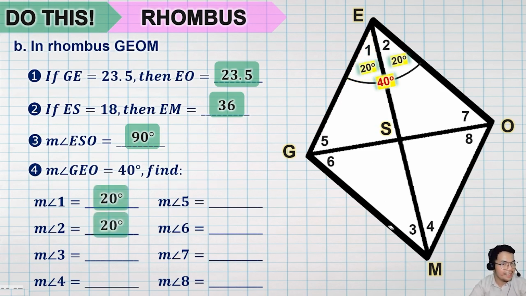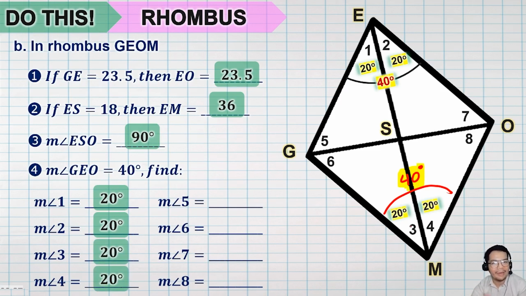The same goes for angle 2. They are 20 degrees each. And since opposite angles in a parallelogram are congruent, and since a rhombus is a parallelogram as well, this will also measure 40 degrees. What do we mean by that? It means angle 3 and angle 4 will also be 20 degrees each. How do we get angle 5 first of all?